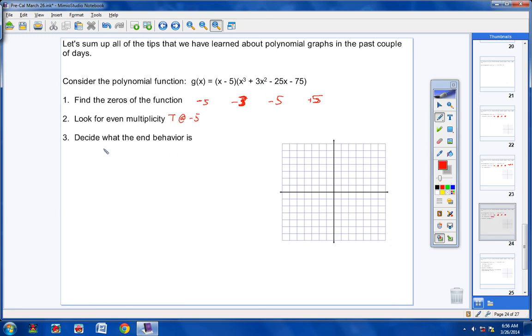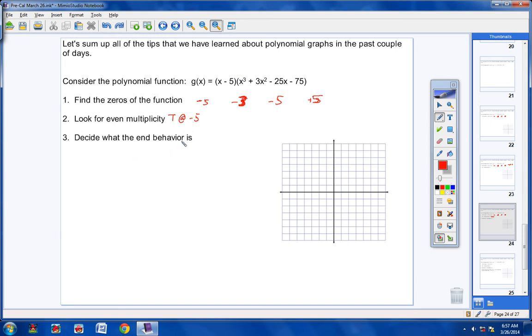Okay, decide what the end behavior is. Okay, this is a great review. All right. Now be very careful on this here. Notice this is not written in standard form. Okay. Now I'm not going to take a lot of time and do this for you, but you need to trust me on something. Okay. Trust me that if you were to take this x right here and multiply it through, let me back up. You cannot tell me what the end behavior is.